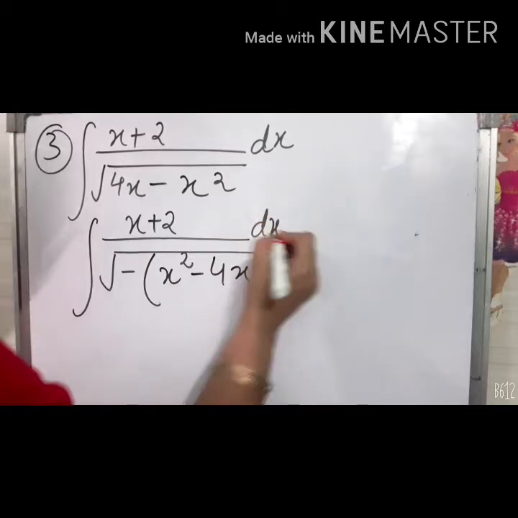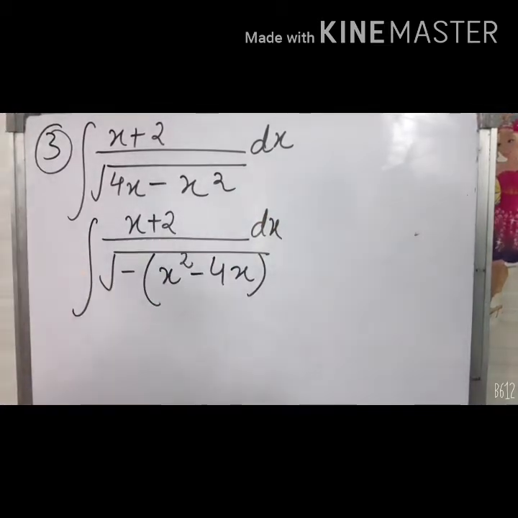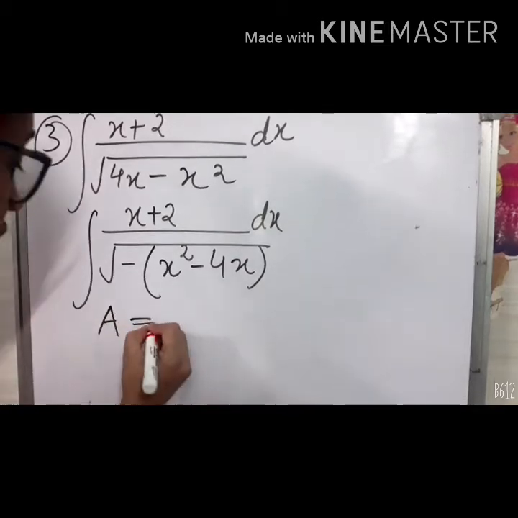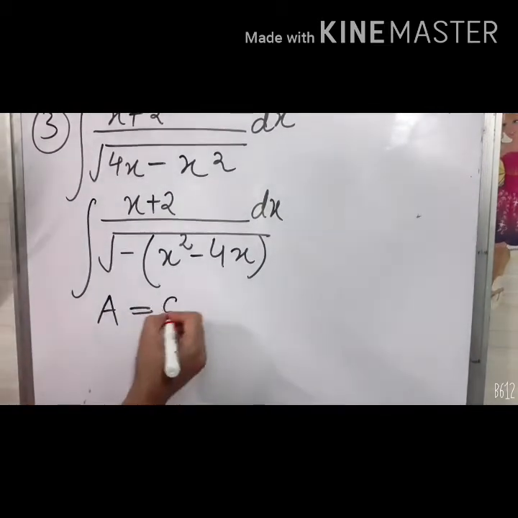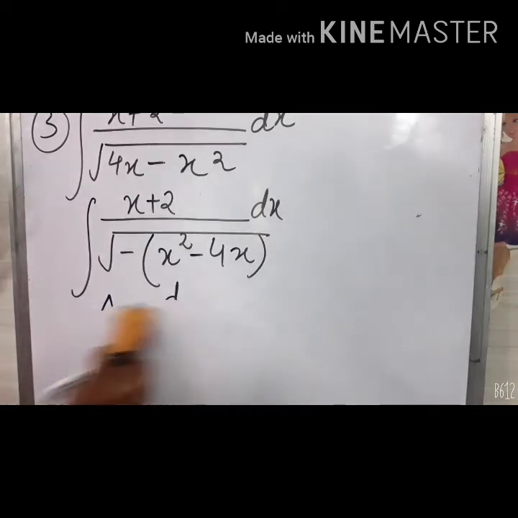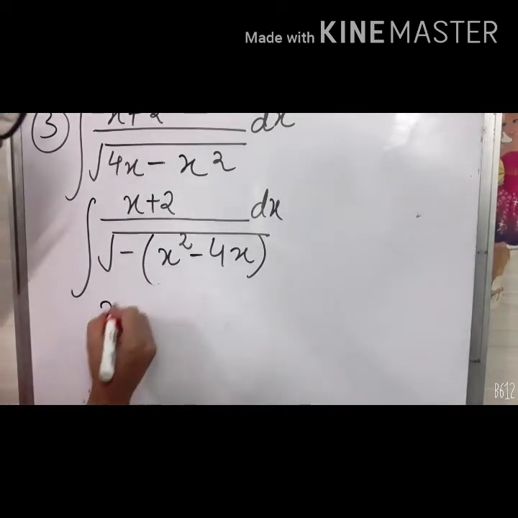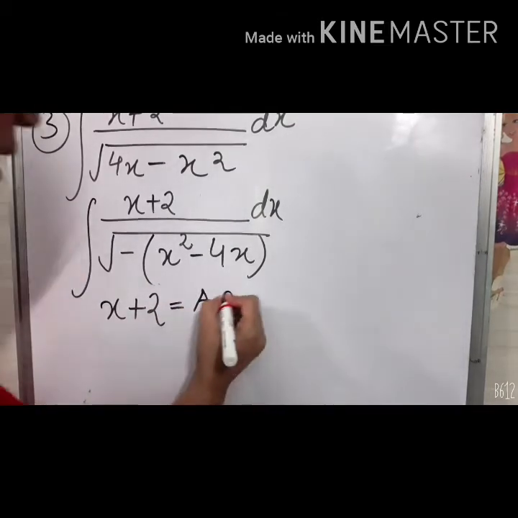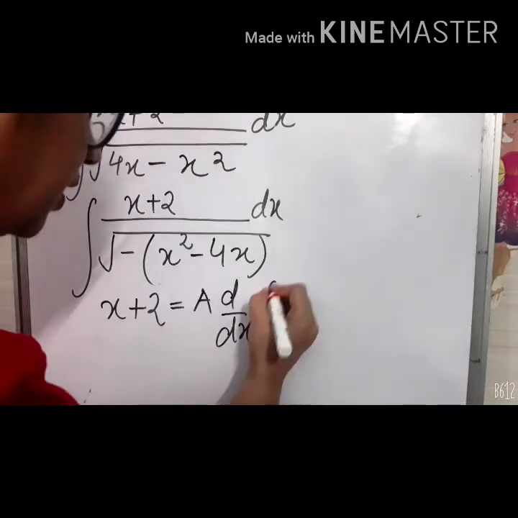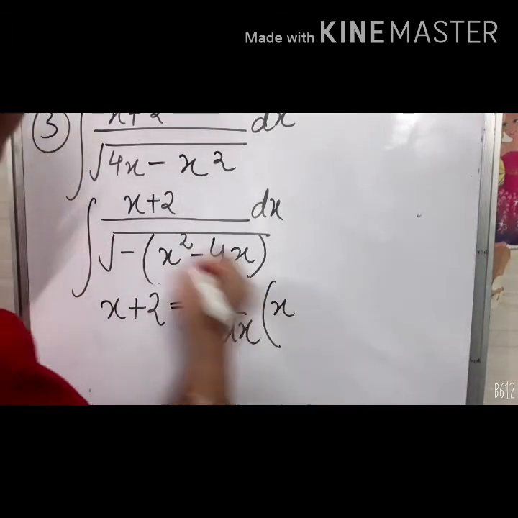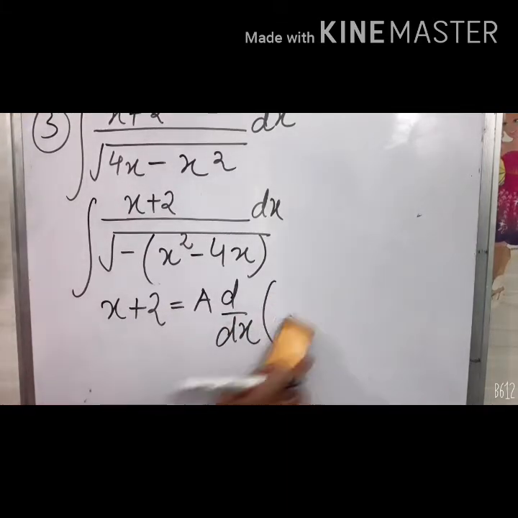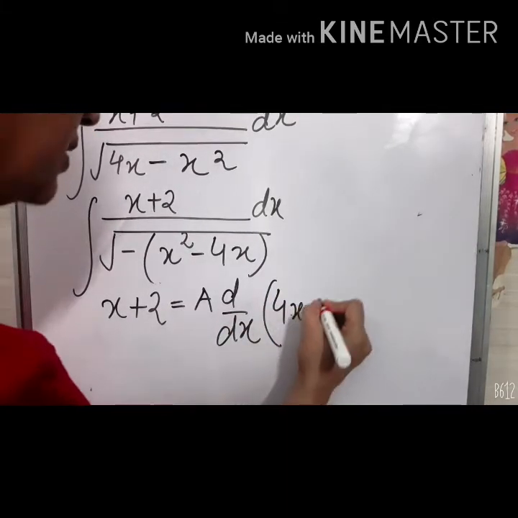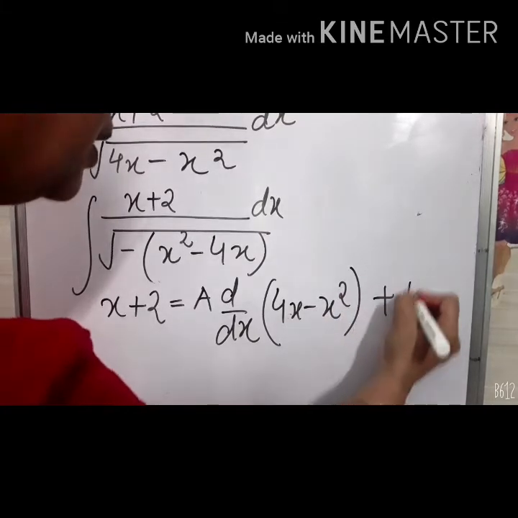But can you check it? It is like a form px plus q by under root of ax square plus bx plus c. So what we did? I told you, take a as any constant: numerator is equal to a times the differentiation of the denominator without root. I will take the original one only, 4x minus x square, plus b.